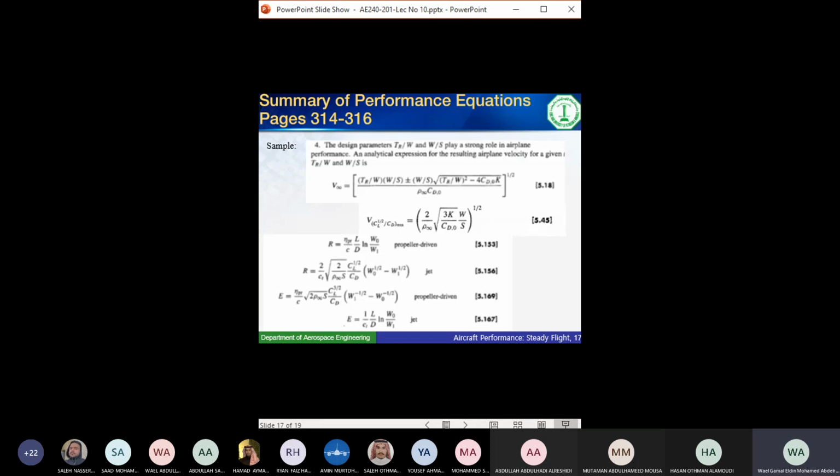For this, if you turn over your textbook to page 314, we have a summary in 3 pages, 314, 15, and 16, on the equations. And what are these equations for? So we have, for example, range of a propeller, range of a jet, endurance of a propeller, endurance of a jet, V speed, V maximum, CL, and so on. These are only a sample of the equations. You see, these are not all the equations. Think of these 3 pages as the formula sheet of chapter 5.